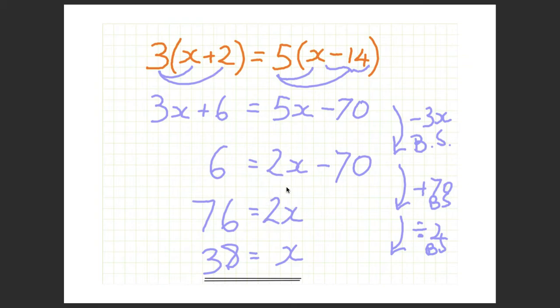I'd quite like to get the bit with the x on its own, so I want to get rid of the minus 70. I achieve that by adding 70 to both sides and getting 76 equals 2x. But then I don't want to know what 2x's are. I want to know what 1x is on its own. So dividing everything by 2 both sides, I get 38 is equal to a single x. x equals 38, and he's 38 years old.